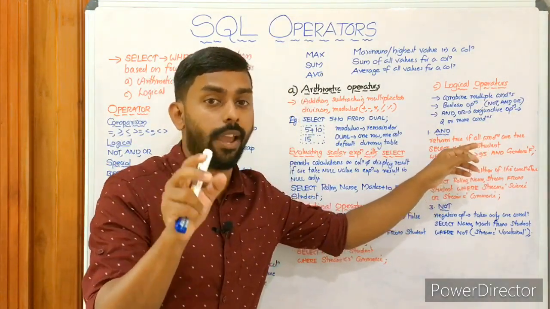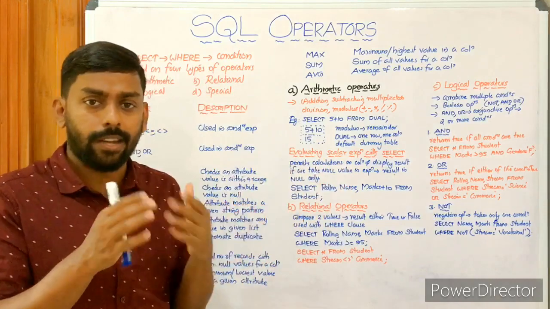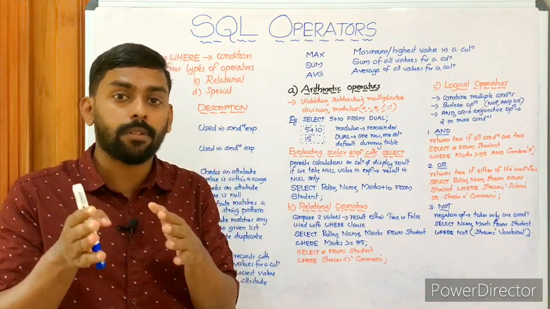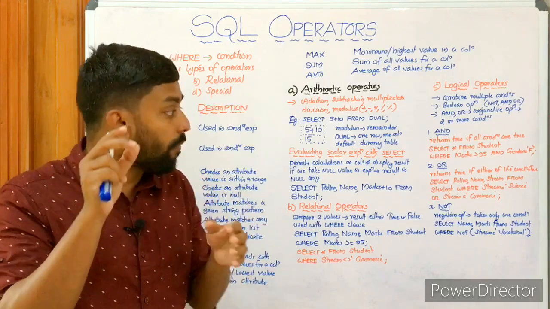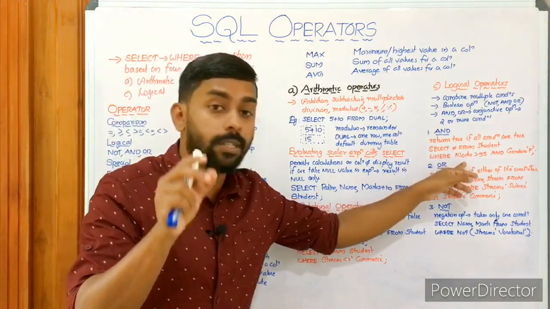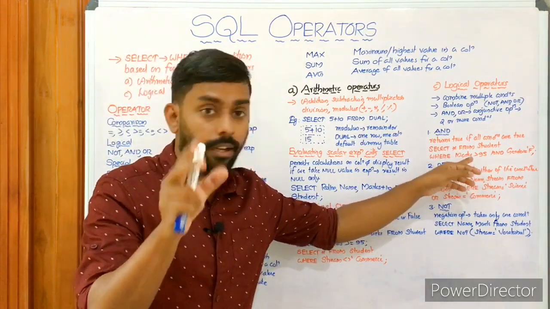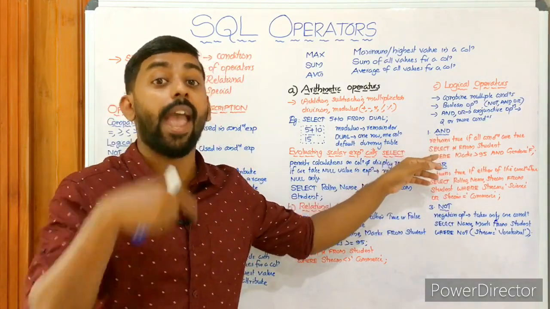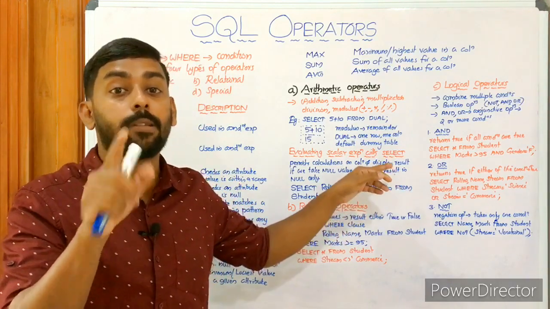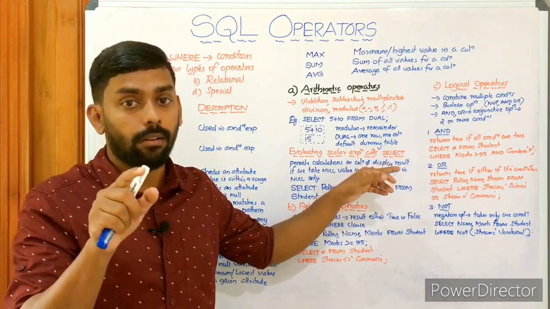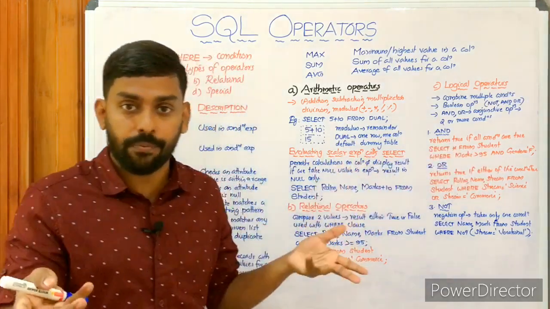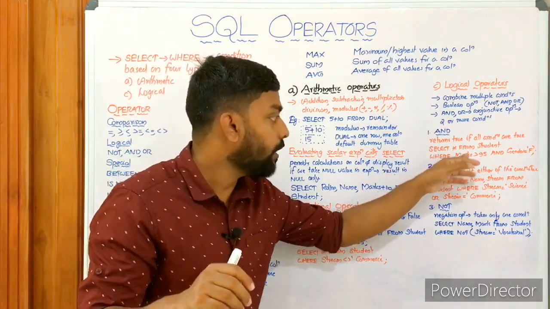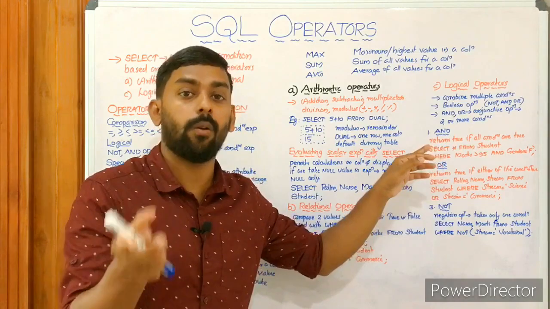It's connected using AND. What will be the result of this statement? Of course, it displays all the columns from the table student of those students who have scored marks greater than 95, and those students must be female, gender equal to F, girls. These two conditions must be satisfied, then only it will be displayed.